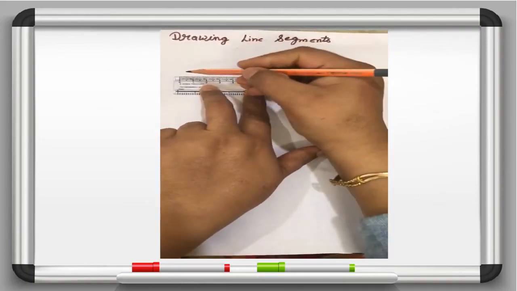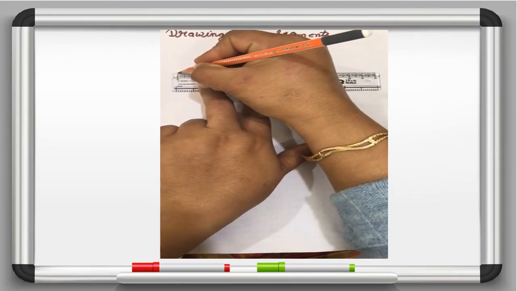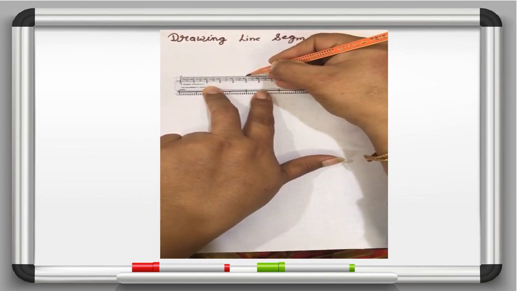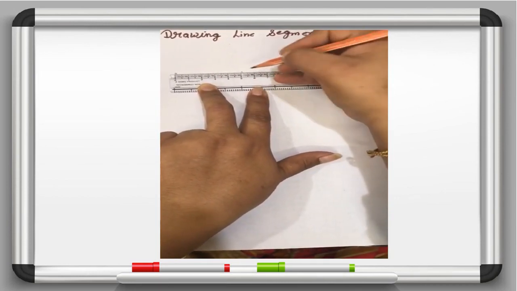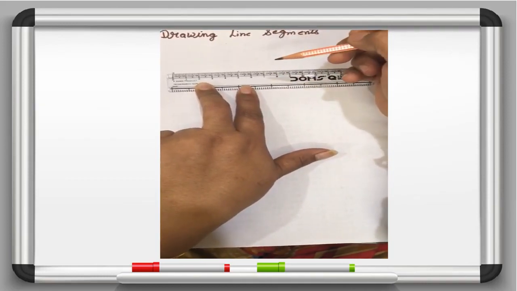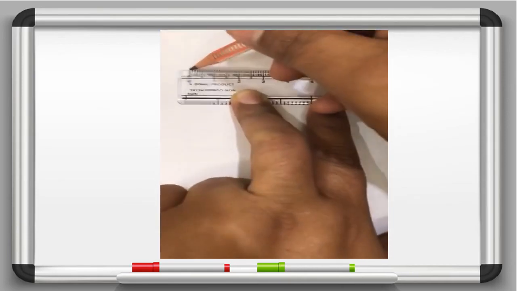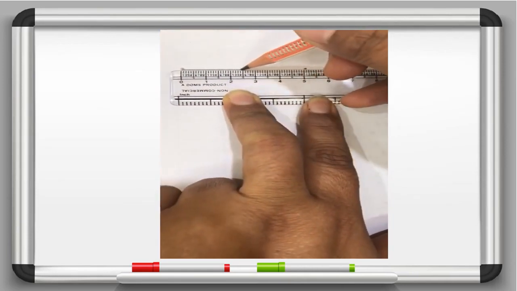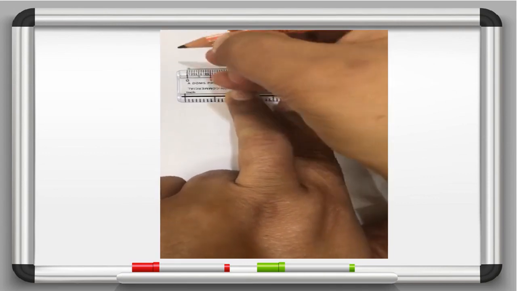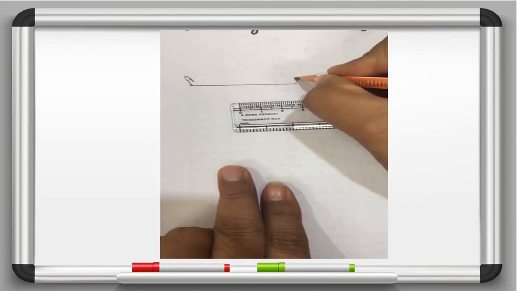Okay, so here you can see 0 is there. First of all we will put a dot here at 0 and one more dot at number 5. Okay, now we have to draw a line. So how can we draw? We will start from 0 and like this we will take it up to 5. Okay, so here we will write this is our point A and this is our point B.